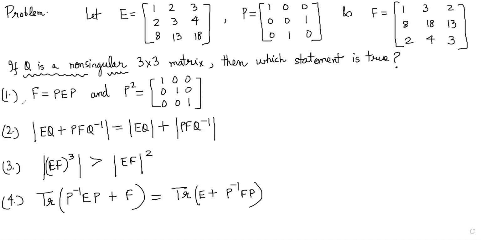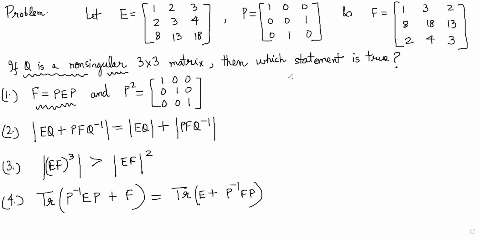So here the first option is saying F is equal to PEP and P square is the identity matrix. Notice that this 1 0 0 0 1 0 0 0 1 is the identity matrix. And the other statements talk about some combinations of these matrices. So we look at it option by option. There is no other way here other than actually evaluating PEP. So for option one, you have to calculate PEP, you have to calculate P square, and then you will figure out whether it is correct or not.